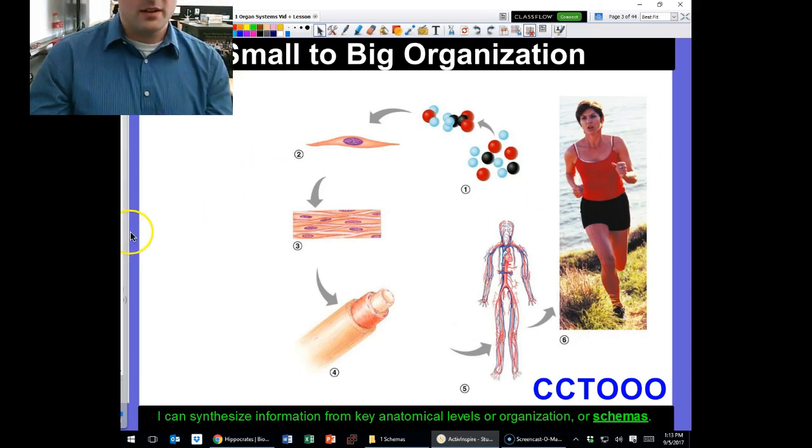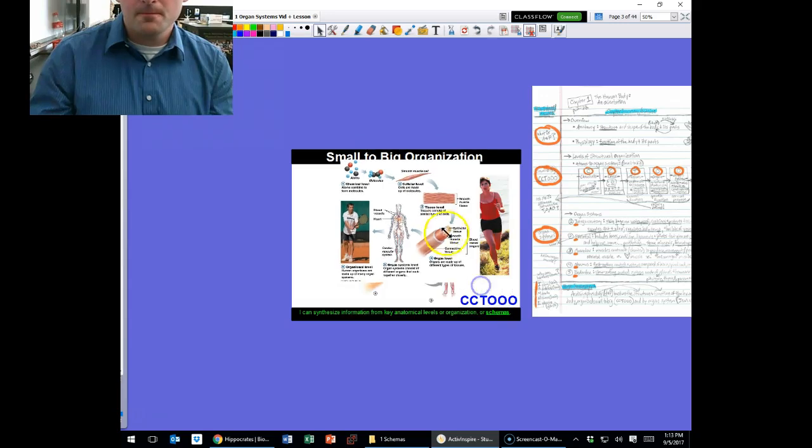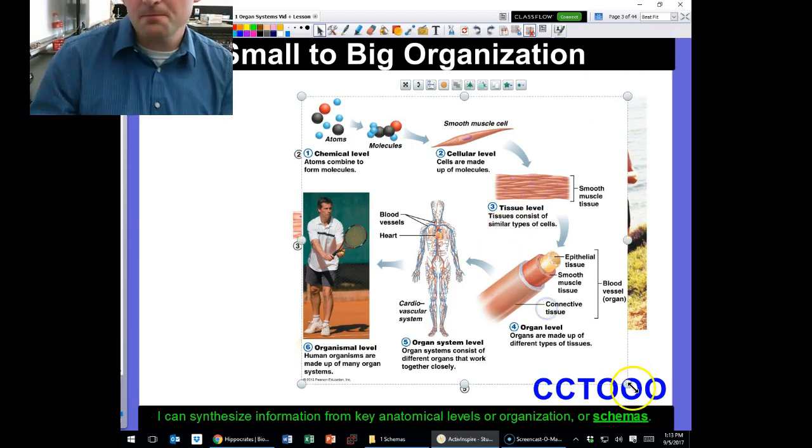So let me show that. Let me show a better picture of it. Actually, with all of those kind of filled in already, so you can kind of get a snapshot of that. This is something I would take notes on.